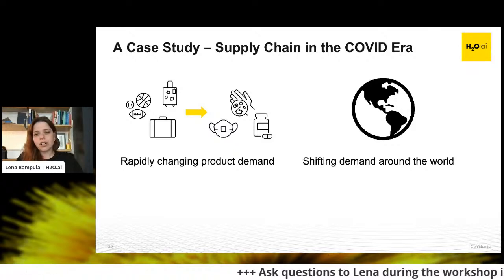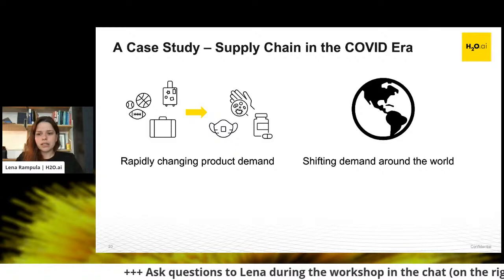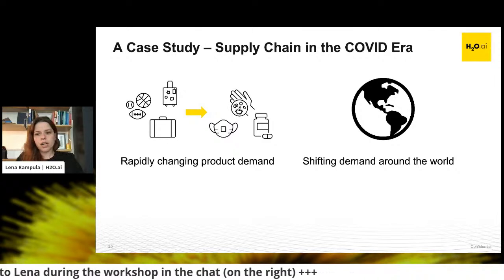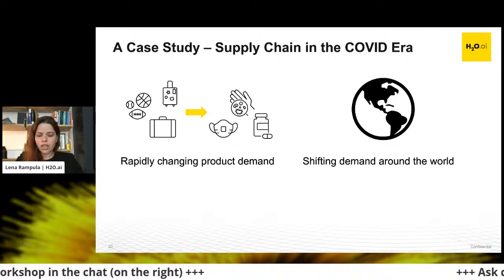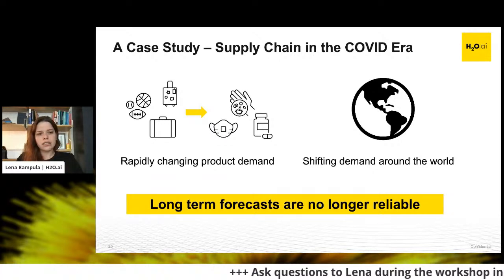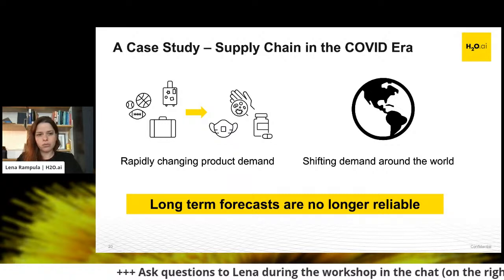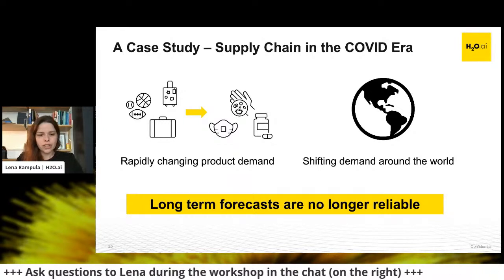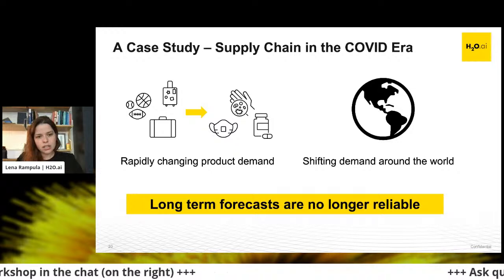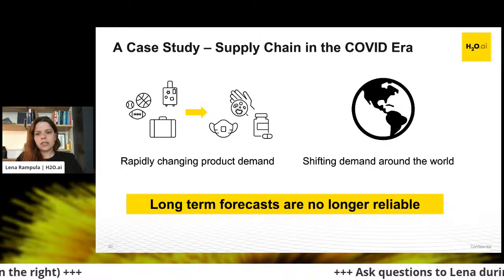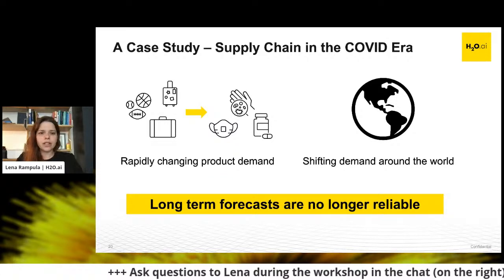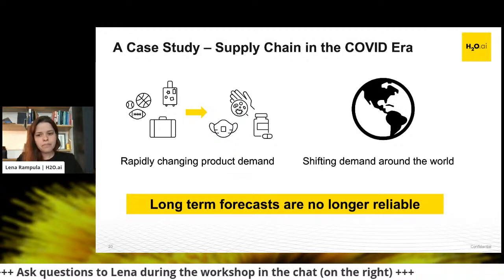And around the globe, the pandemic was also shifting, and the team had to adjust constantly to the changing demand in different regions. The bottom line of that use case is that the long-term forecasts that we built for them using years of data were no longer reliable. They couldn't use the same forecasts anymore for their supply chain, and of course we had to react really fast to that situation. So here we have a clear business need.